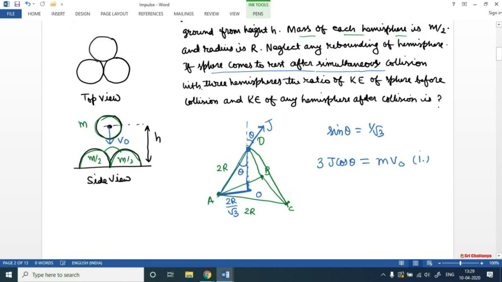Similarly, when we apply the impulse-momentum theorem for any of the hemispheres, let's say A: since it exerts impulse J on D, an equal and opposite impulse acts on A as well. Its linear momentum changes along the horizontal direction. Here the angle is theta, so this component would be J sine theta. Let's say after collision it moves with some velocity v dash.